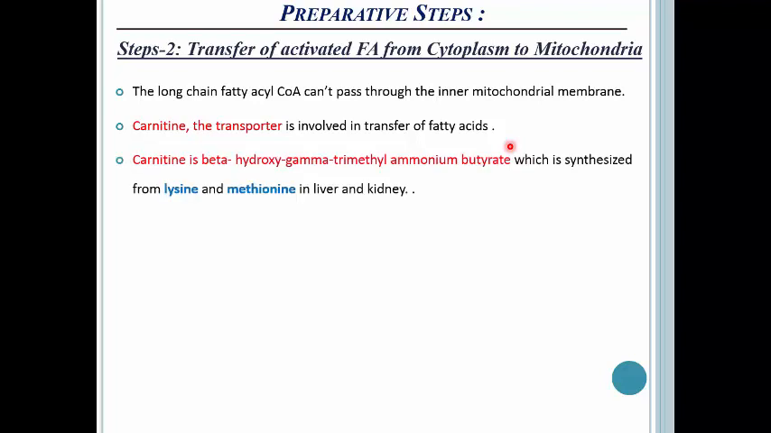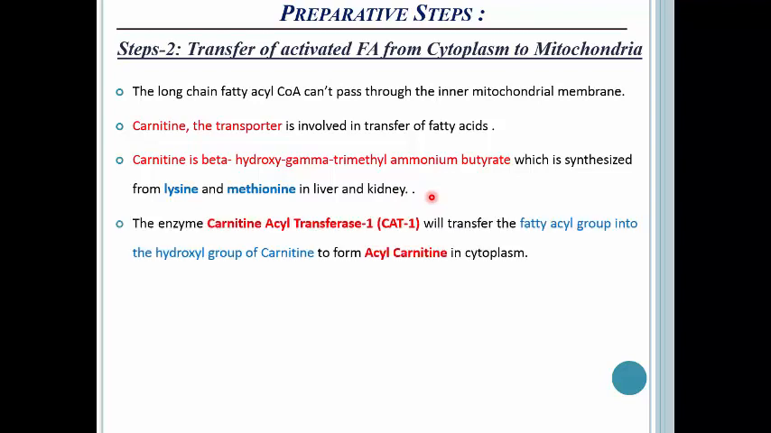So what is carnitine? It is beta hydroxy gamma trimethyl ammonium butyrate. This is one type of peptide which is synthesized from lysine and methionine, and it is mainly produced in the liver and in small amounts in the kidney. So once the fatty acid is activated, it will be converted to acyl carnitine with the help of carnitine acyl transferase 1, that is the enzyme.